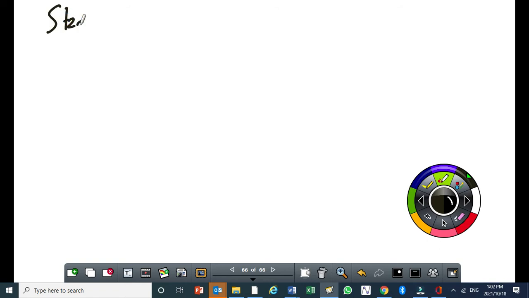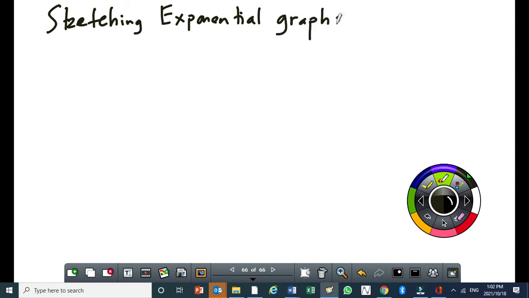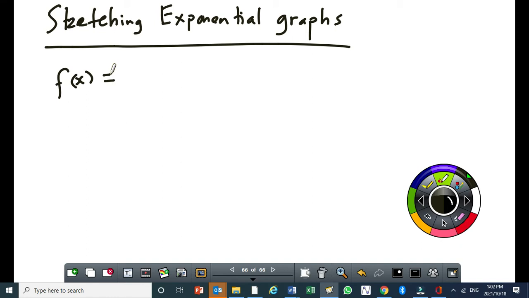Sketching exponential graphs. I'll start with f of x equal to, well, allow me, let's start with the grade 10 function first. So we can have, say, 2 to the power of x plus 1. This is grade 10.